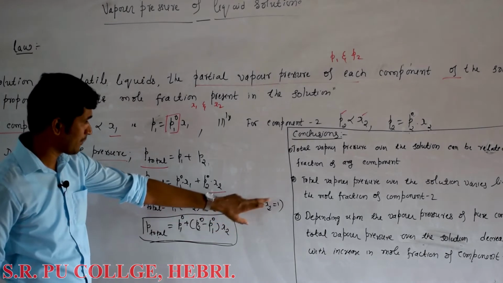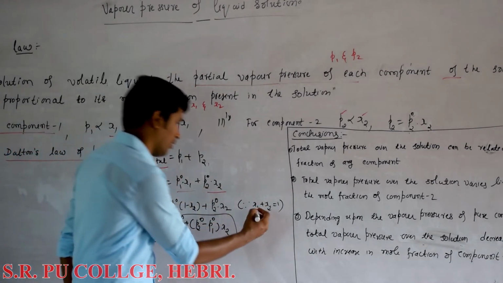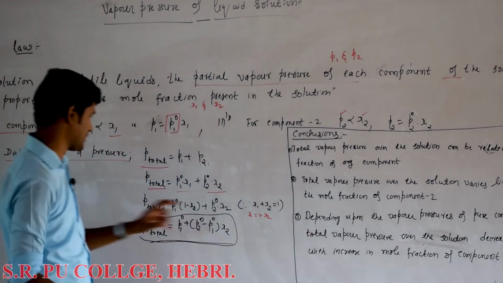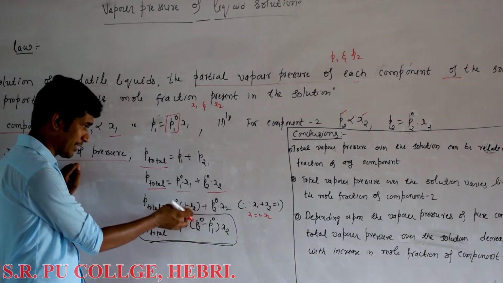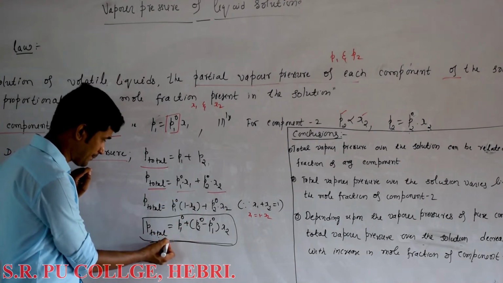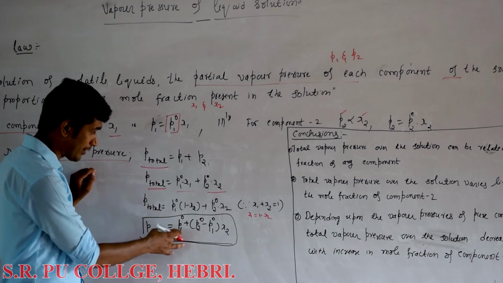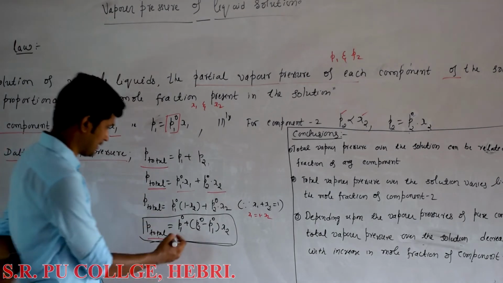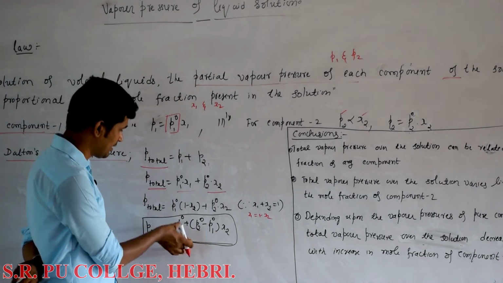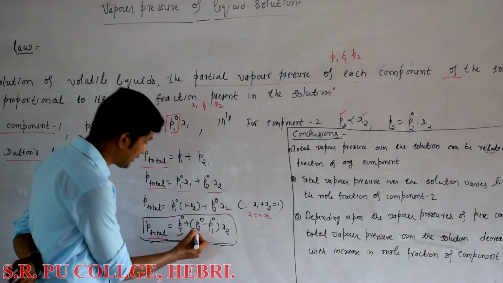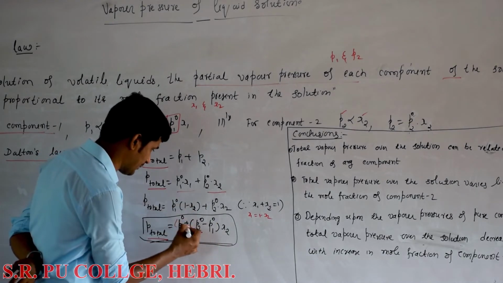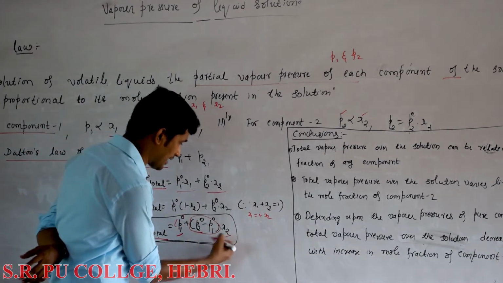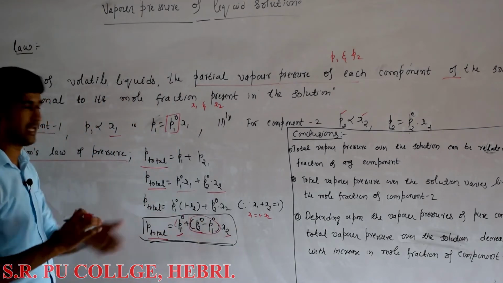You know that x1 plus x2 is equal to 1, or we can write x1 is equal to 1 minus x2. Here I have substituted 1 minus x2 instead of x1. So we can write this as P total is equal to P1 naught plus (P2 naught minus P1 naught) into x2. Look at this equation. P1 naught is a constant; at a given temperature, it does not change. P2 naught is also a constant. This entire term, P2 naught minus P1 naught, is also a constant. So which is a variable here? x2, the mole fraction of component 2, is a variable.